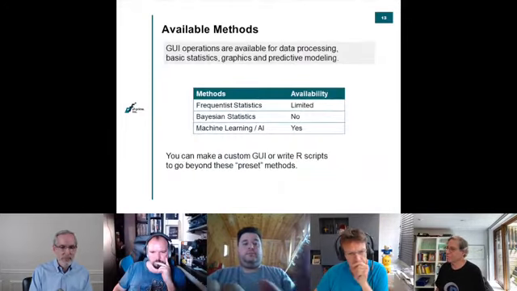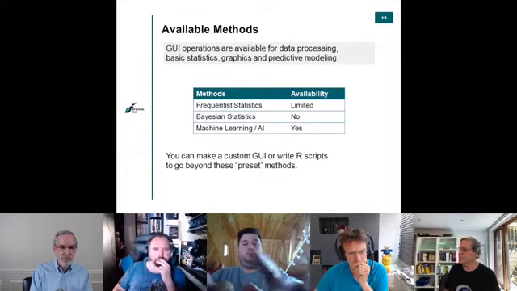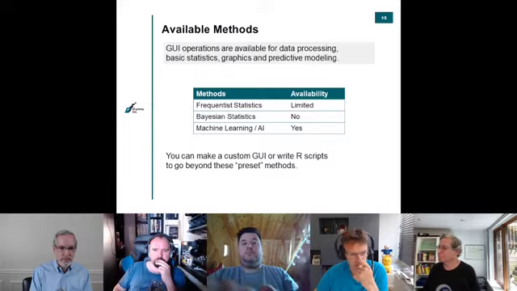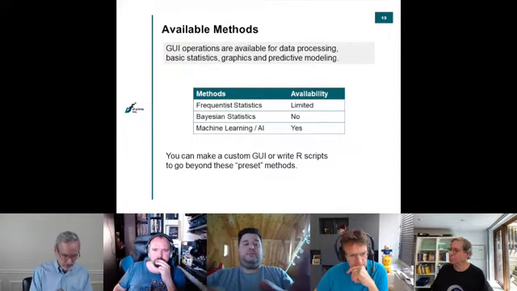We have GUI operations for data processing, basic statistics, graphics, and predictive modeling. If you want something not offered, for example Bayesian statistics methods, you can write R script or make a GUI with the custom GUI builder.